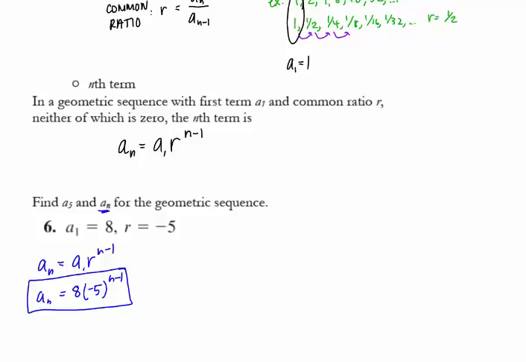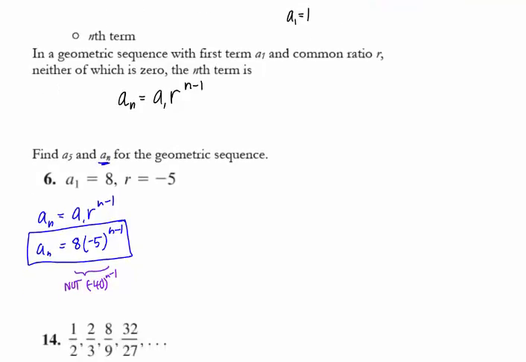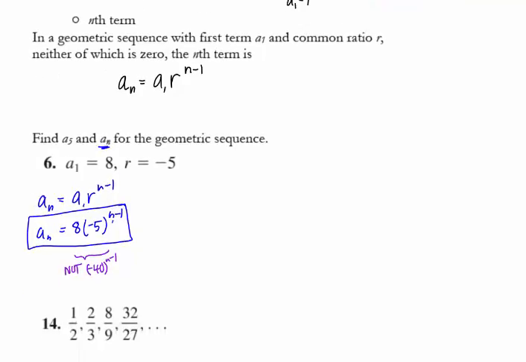Notice that this 8 times negative 5 to the n minus 1 is not negative 40 to the n minus 1. That does not follow proper order of operations, which say that we should do exponents and then multiply. So this n minus 1 is only on the 5, and we cannot multiply 5 times 8.